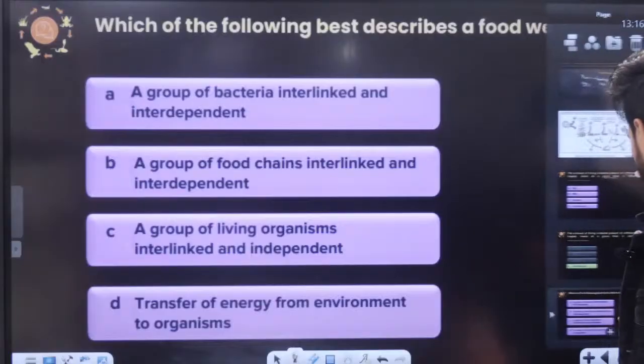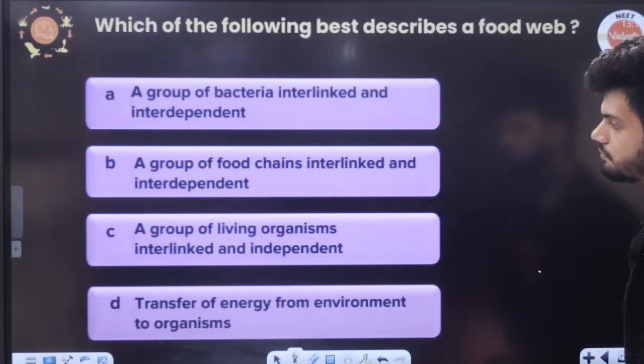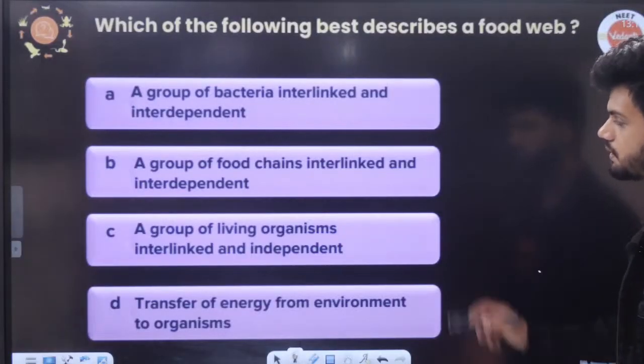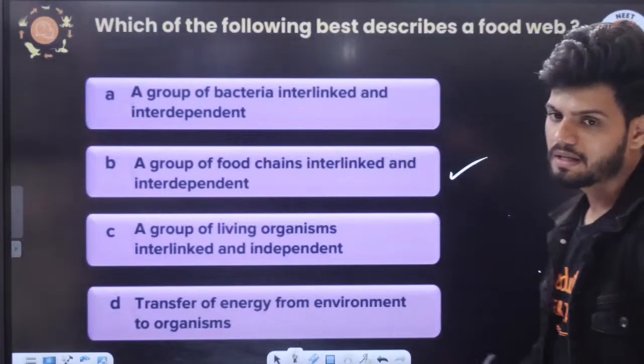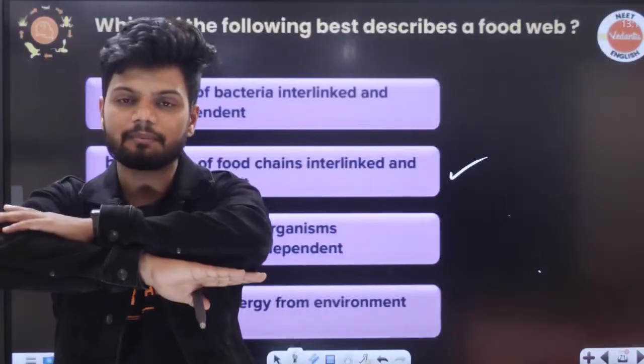Tell me. That is the answer. Multiple food chains are interconnected and they become the food web.